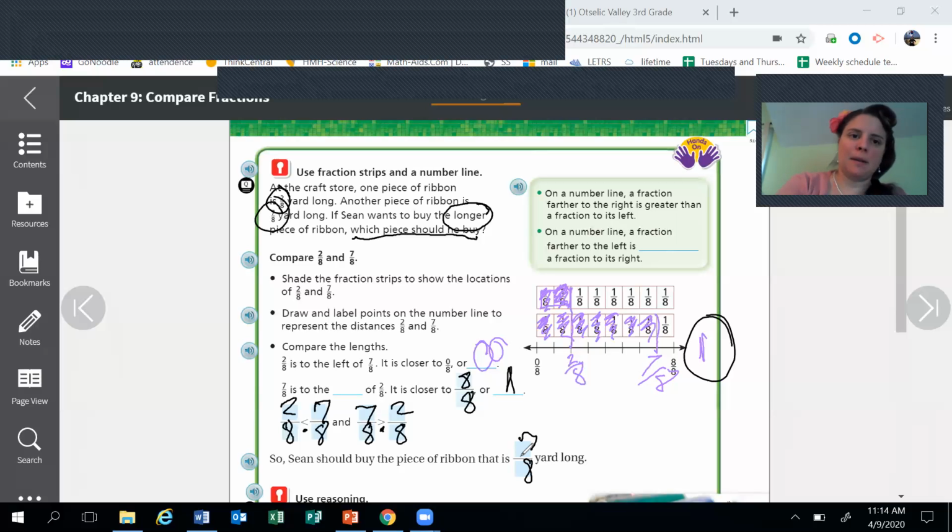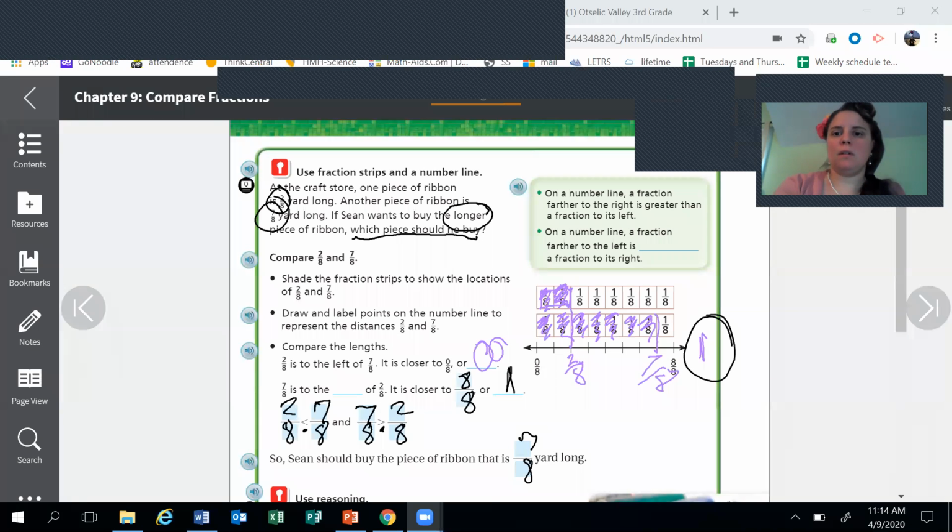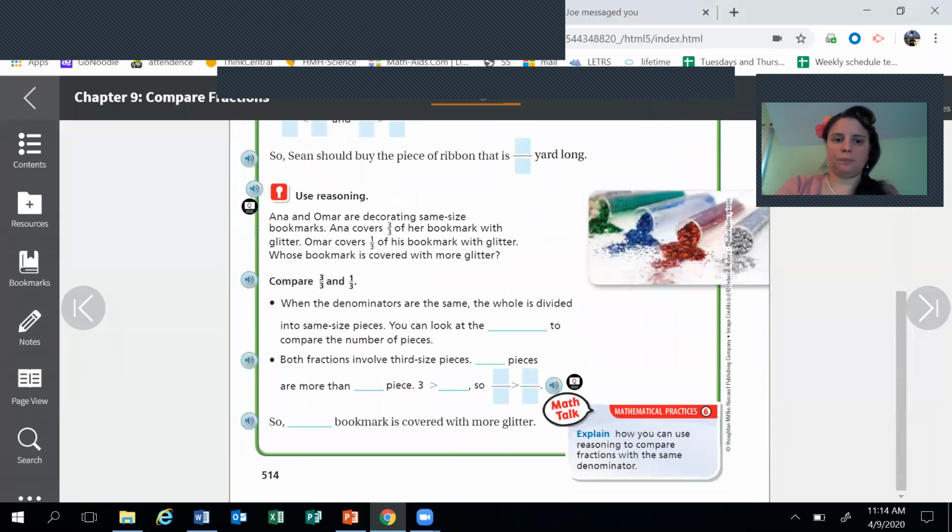All right, guys. I would like you to try this one on your own. You are going to have to read carefully, underline what it's asking you to find, circle the important information, and if you need to draw a picture, draw a picture. If you need to use your fraction strips, use your fraction strips. We use our resources, okay? If you have a parent or an older sibling around, use them to help you out.